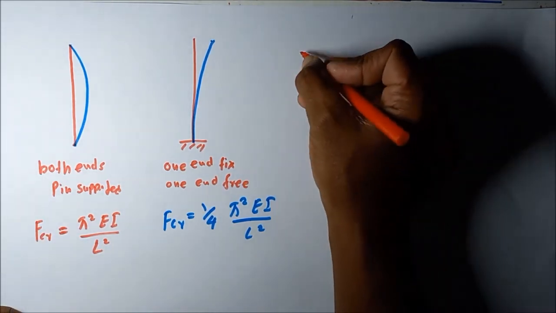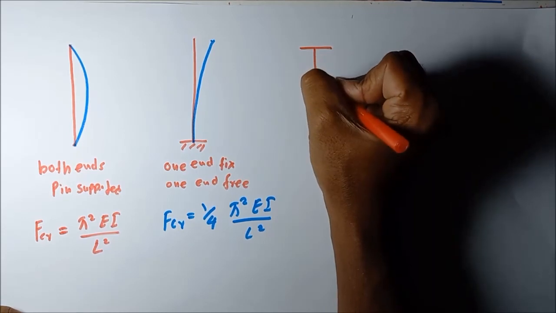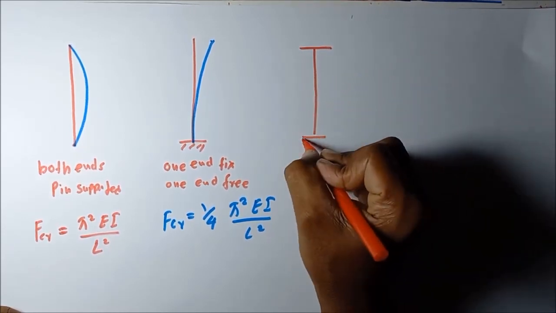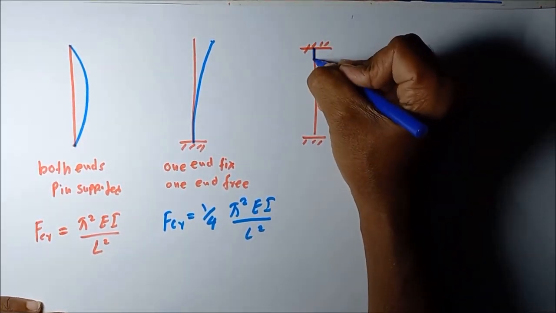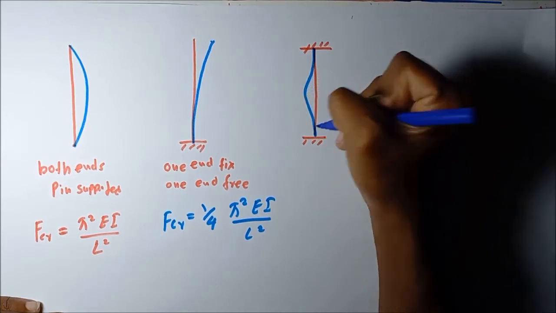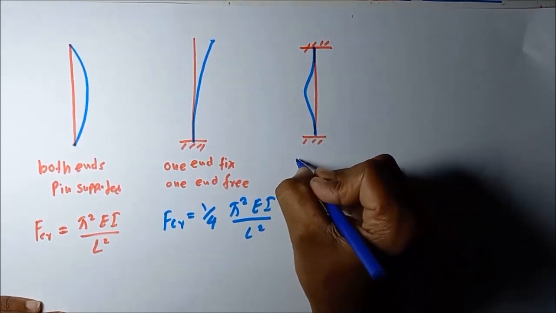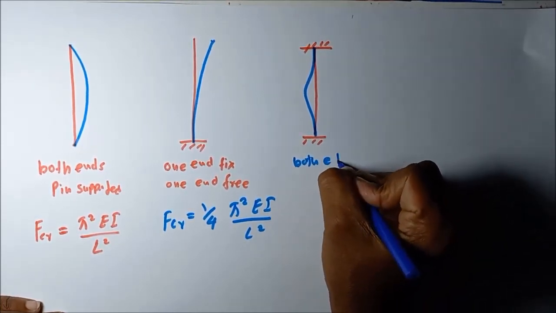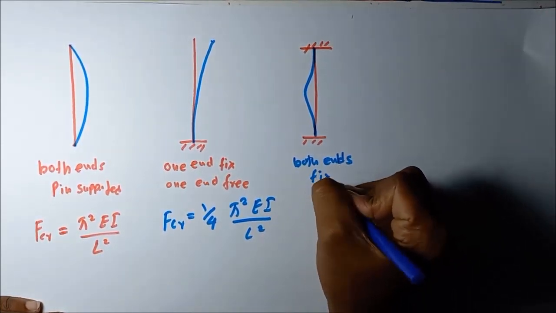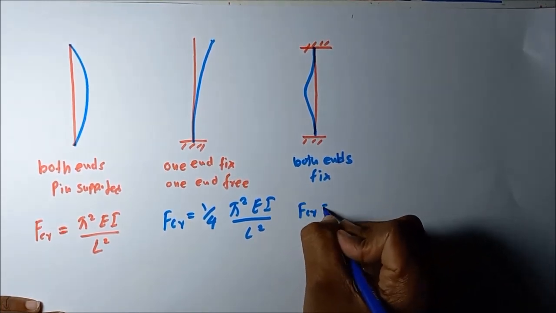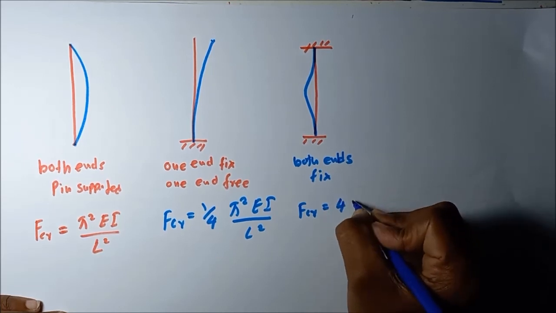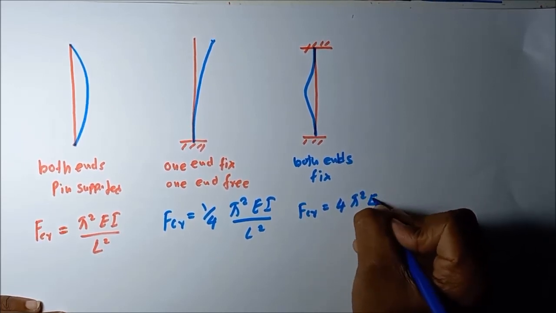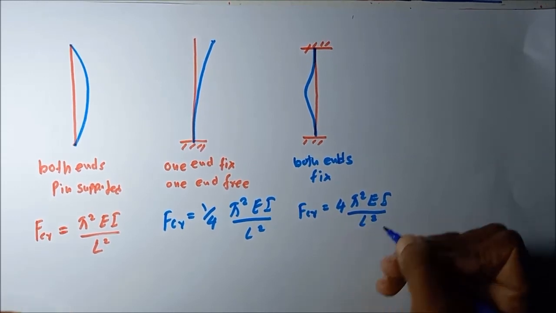So then another situation, both ends are fixed. In this situation, it will form this kind of curvature when it buckles. With fixed supports, the critical buckling load is equal to 4 times pi square EI divided by L square.